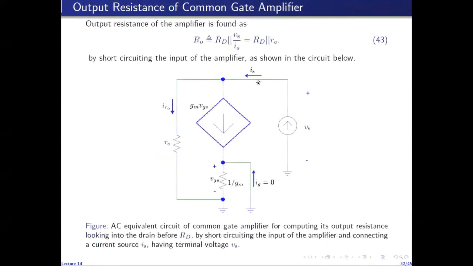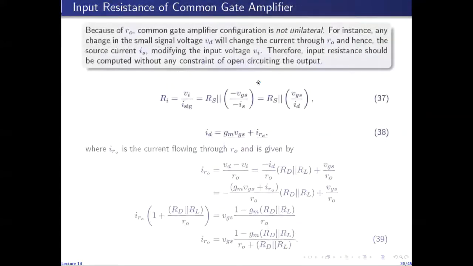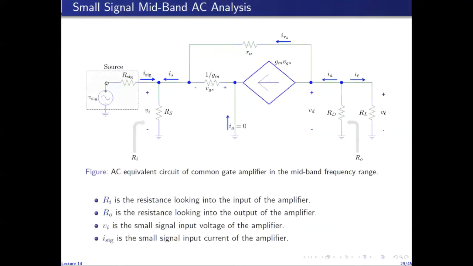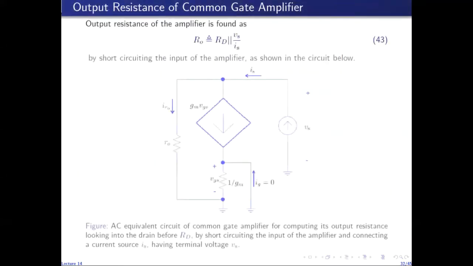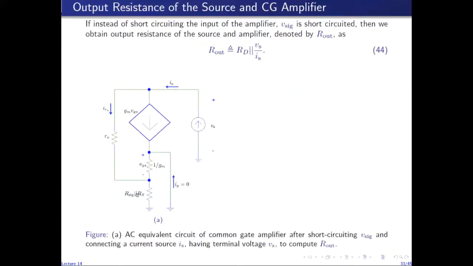On the other hand, if we short circuit Vsig instead of Vi, if we short circuit this node to ground, then we'll have Rsig in parallel with Rs connected between source and ground. So now the source terminal is not grounded anymore. It has a resistance Rsig in parallel with Rs connected between source and ground. So R out, which is the output resistance measured by short circuiting Vsig, is given by RD in parallel with the resistance of this circuit, which is the reduced equivalent circuit towards the left of RD, looking into the circuit.